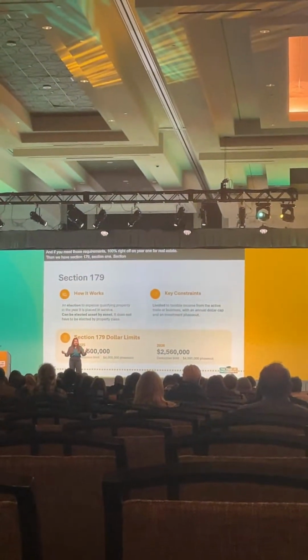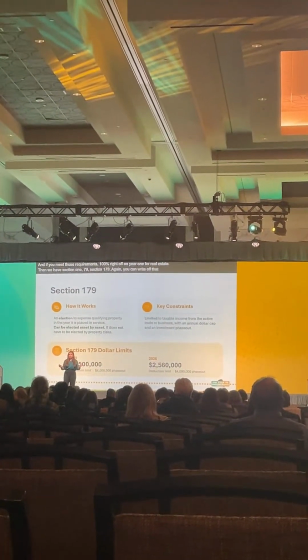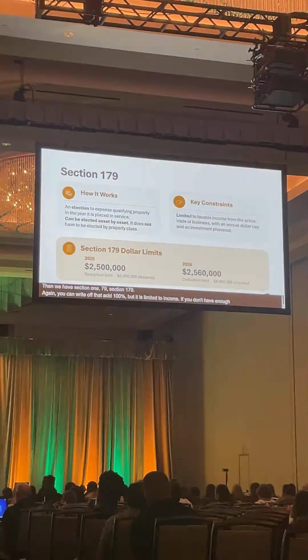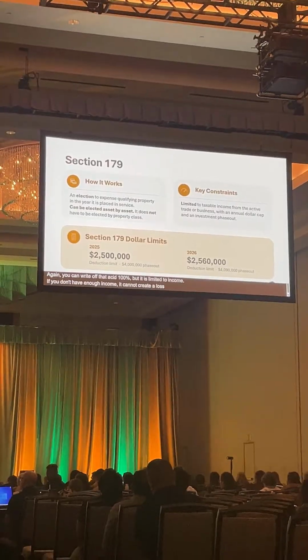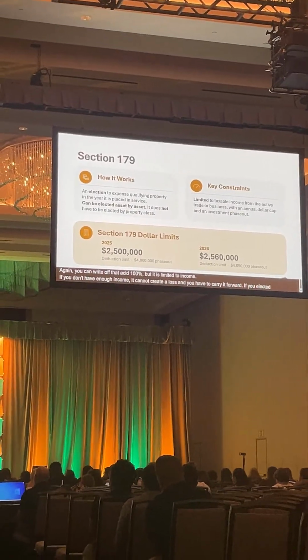Then we have Section 179. Section 179, again, you can write off that asset 100%, but it is limited to income. If you don't have enough income, it cannot create a loss, and you have to carry it forward if you're electing Section 179.